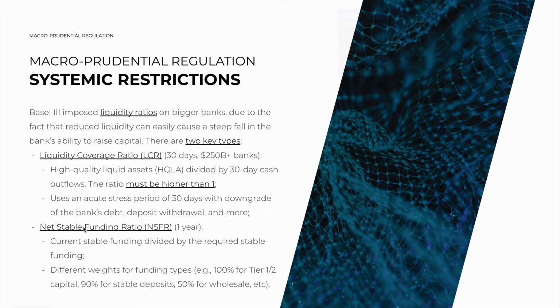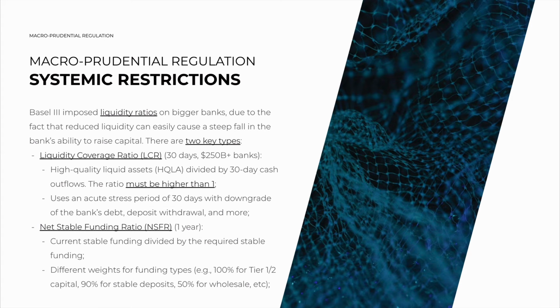Then, for the long term, we have the NSFR, or the Net Stable Funding Ratio. It's a ratio concerning a 1-year period, and it's about long-term liquidity. And it's a ratio between the current stable funding sources divided by the required stable funding sources. So what happens is that on one hand, the bank has funding sources of liquidity: capital, retail deposits, wholesale deposits, and we attribute a liquidity rating to each.